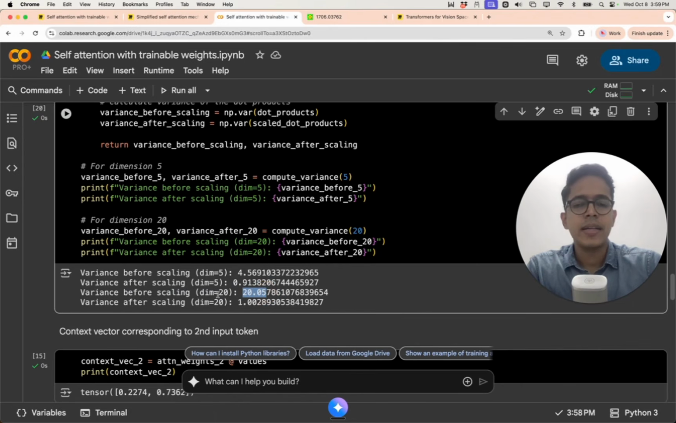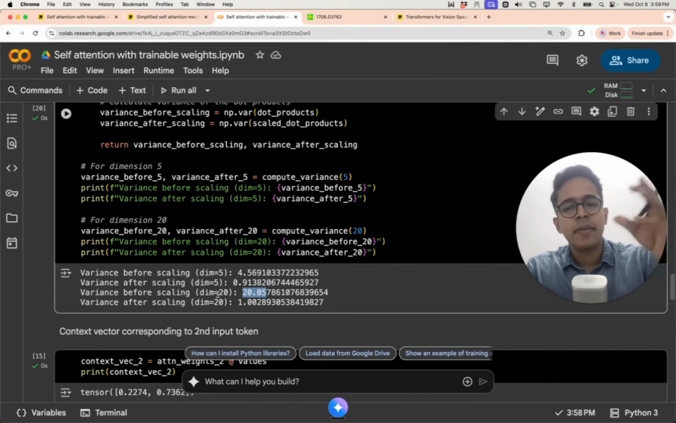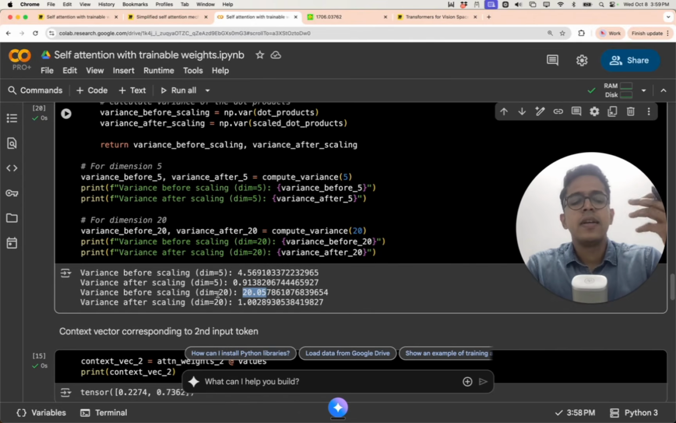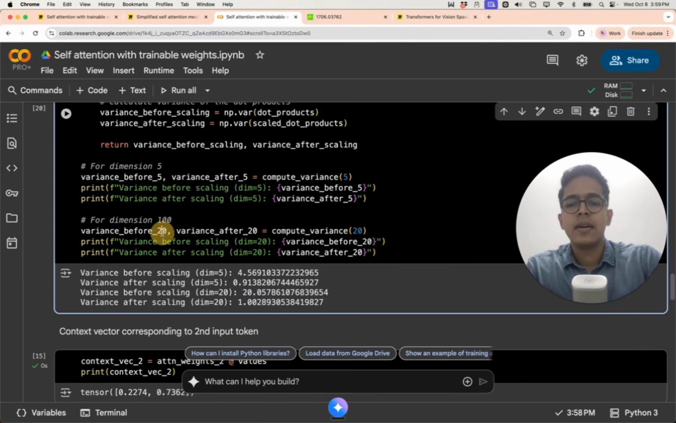Right? So here you can see that as the dimensionality of my key query value space increases, the variance of my Q dot key transpose, the variance of my attention scores, is increasing. I don't want this because this will result in unstable training. What if the dimensionality of the key query value space is 128, or on the order of 100? What will happen?